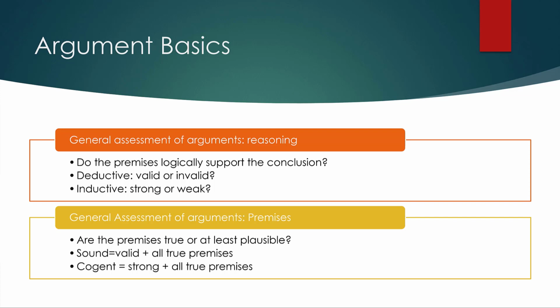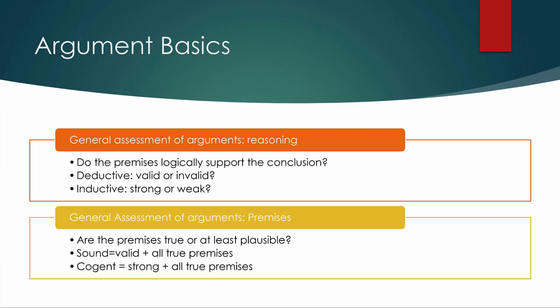Now, in the case of inductive arguments, they are either strong or weak. And this comes in degrees. With deductive arguments, it's either one or the other. It's valid or invalid, not both. And there are not like degrees of valid or invalid. It's not like it's a little valid or a lot invalid. It's just either valid or invalid.